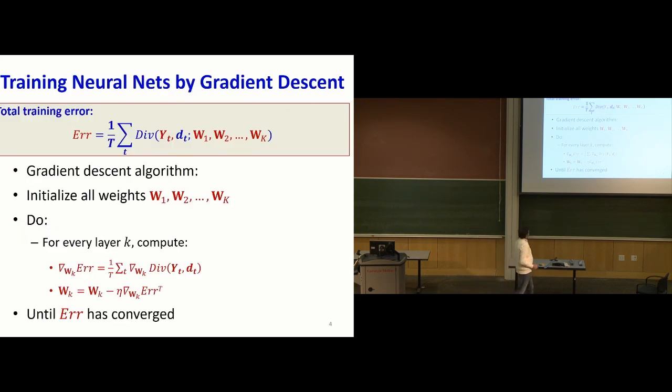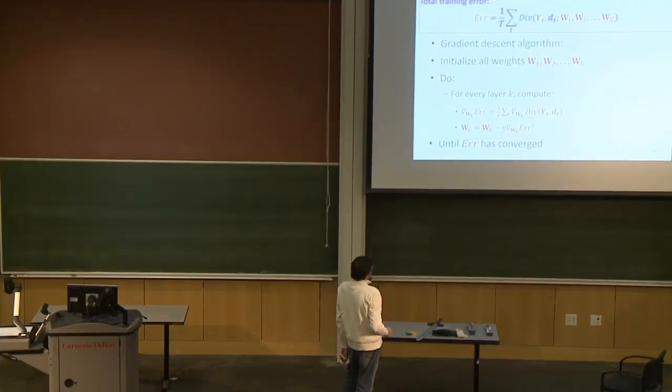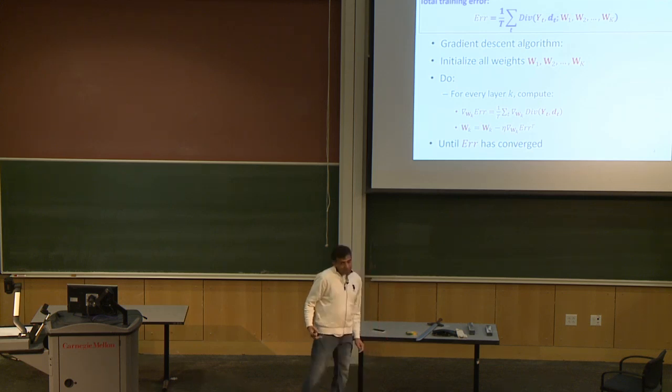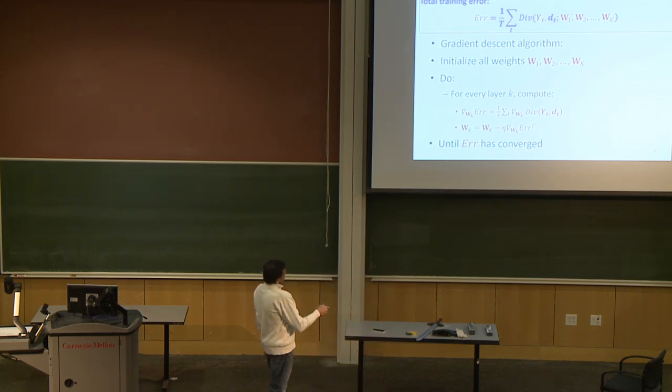So when you train neural networks with gradient descent, here's what it looks like. We have an error function, which is a function of all of the weights of the network. The error function is the average divergence on a training set. If you have a network with k layers, then you're going to have k sets of weights, one per layer. We initialize all of these weights, and for each layer, we compute the average of the derivative of the divergences for the individual training instances with respect to all these parameters. Then we update the parameters by taking a step back against the gradient, and we do so until the error has converged. We've seen this in the past classes.